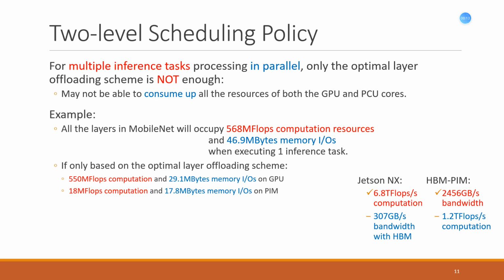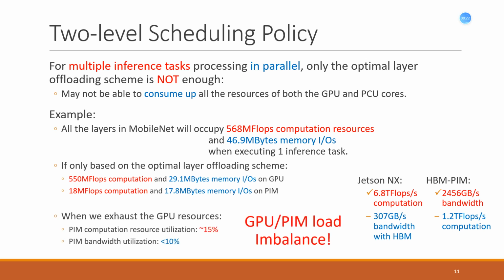Taking the ideal maximum performance of Jetson NX and HBM PIM, when we exhaust GPU resources with as many inference tasks as possible, we only have very low PIM resource utilization. It shows a great GPU PIM load imbalance.